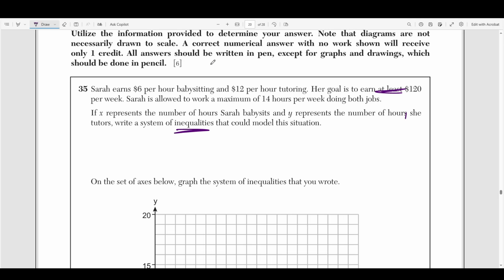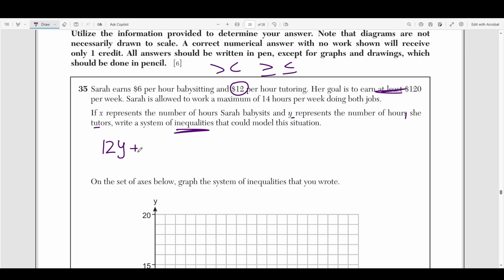That means we're going to be dealing with greater than signs, less than signs, greater than or equal to signs, and so on. So we know that Y represents the number of hours that she tutors, and we know that she earns $12 per hour tutoring. So the amount of money that she earns from tutoring is just $12, her hourly rate, times Y, which is the number of hours that she works.